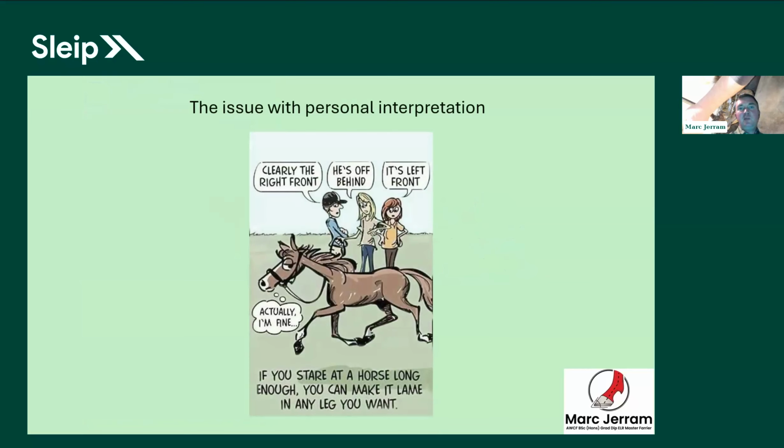And of course, that is the issue with personal interpretation. Clearly, there are plenty of times when people stare at a horse long enough that they can make the horse lame, or convince themselves the horse is lame. Equally, there's also some blue sky thinking when the horse is clearly lame and it's overlooked, thinking, well, we've got an event this weekend, could we just about get through? This is where we can use these technologies to our advantage and to enhance the horse's well-being as well.